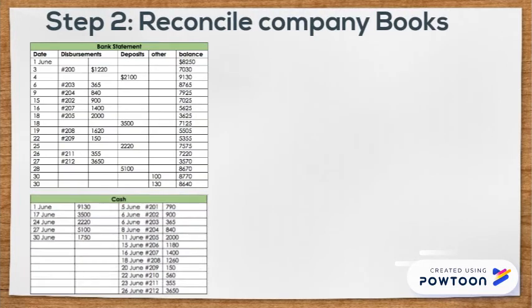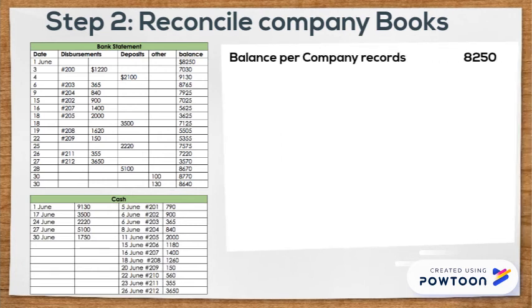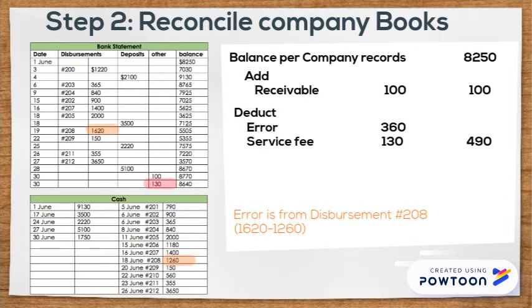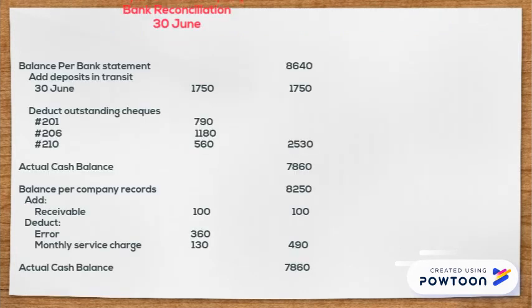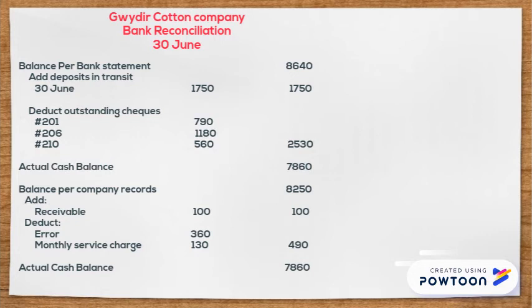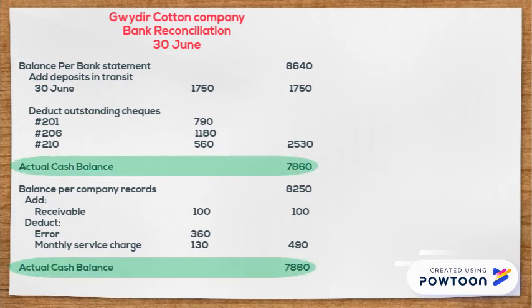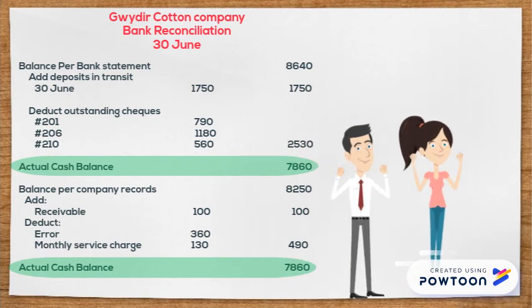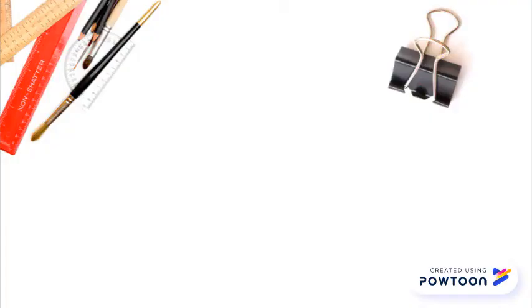Next, we reconcile the company books. Firstly, we record our balance per company records by adding the left-hand side of the cash account and deducting the right-hand side. We then add the receivable and deduct the service fee charge and error to arrive at the actual cash balance. Noting the title, our completed bank reconciliation is listed below. When both actual cash balances are equal, it makes for a very happy accountant.